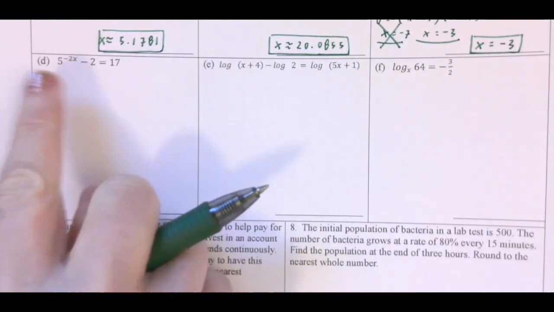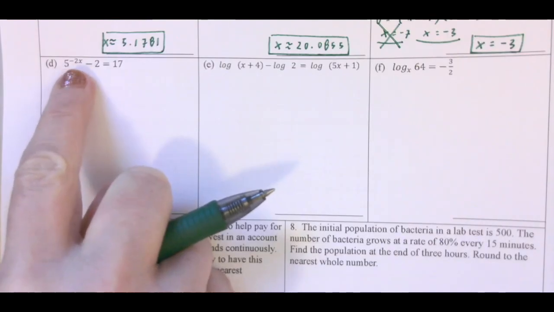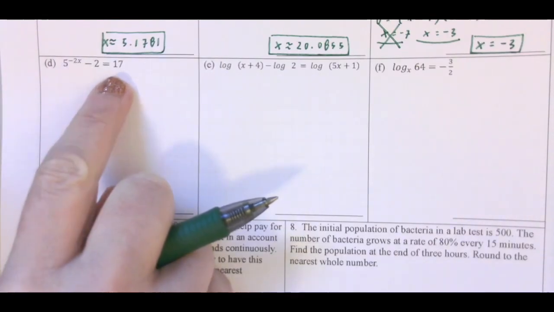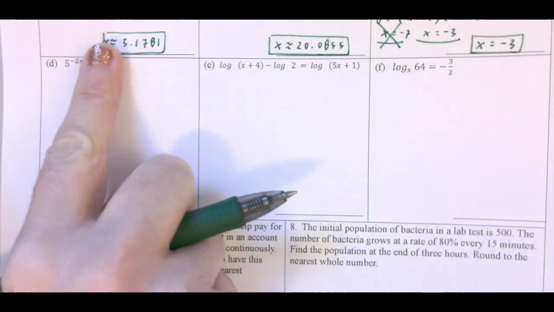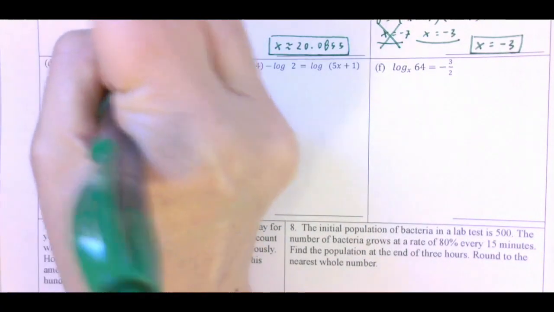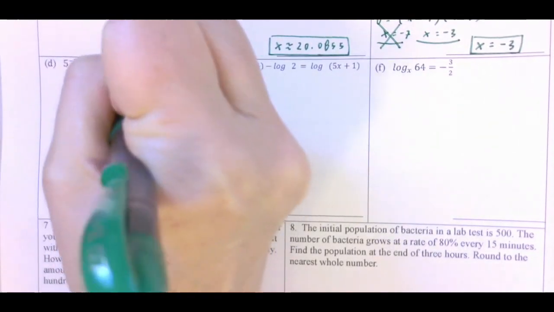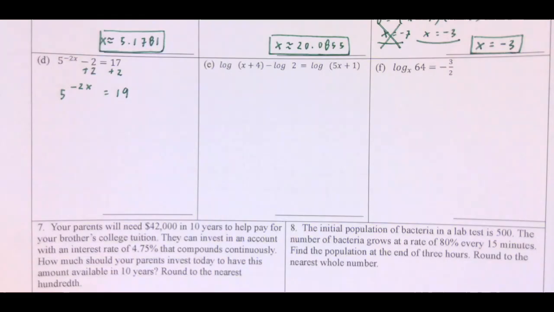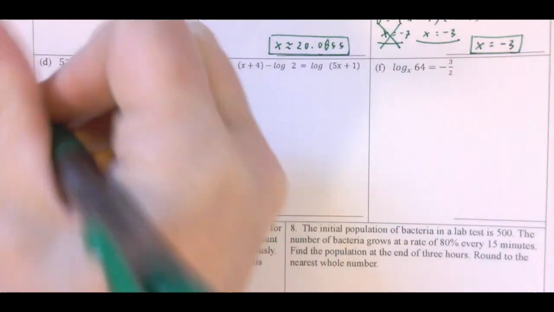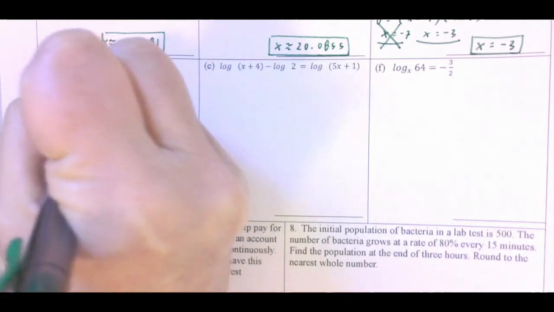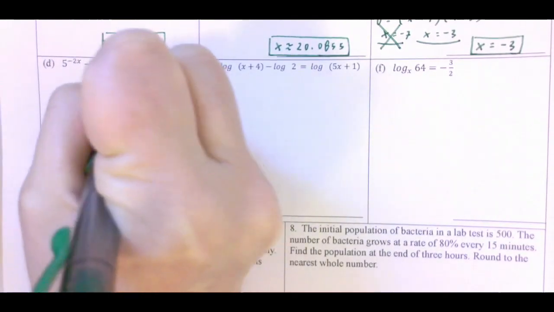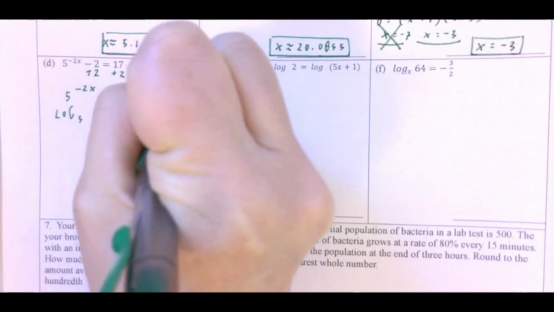All right, next row here. Here I have 5 to the -2x power minus 2 equals 17. So I want to get this part of it all by itself. So I'll add the 2 over. 5 to the -2x power equals 19. Now I'm stuck. 19 is not a power of 5. So now if I switch it to log form, I can say log base 5 of 19 equals -2x.